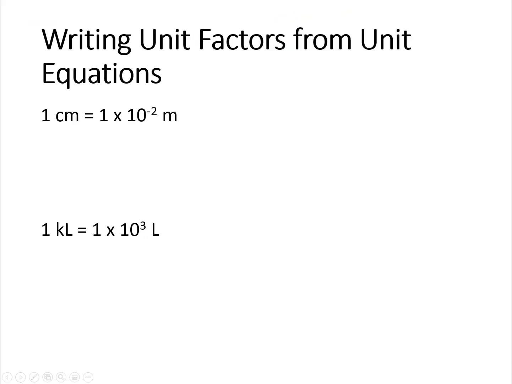So now we're going to do the easier part. You already have the unit equation. Now we need to write the unit factor. And remember that the unit factor looks like a fraction. So I'll do the first one. Let's say that we have our unit equation 1 centimeter is equal to 1 times 10 to the minus 2 meters. Looks familiar. I'm going to take that 1 centimeter and write it over 1 times 10 to the minus 2 meters. That's a unit factor.